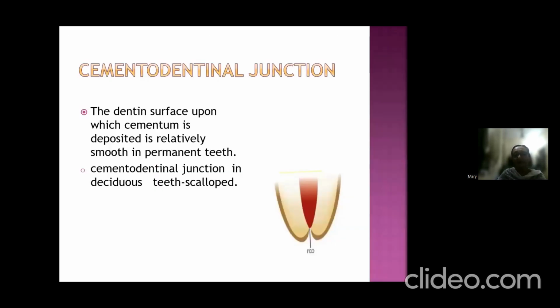Now coming to the cemento-dentinal junction. The dentine surface upon which the cementum is deposited is, in the case of permanent teeth, usually smooth, whereas this junction in deciduous teeth is found to be scalloped, unlike the permanent teeth.